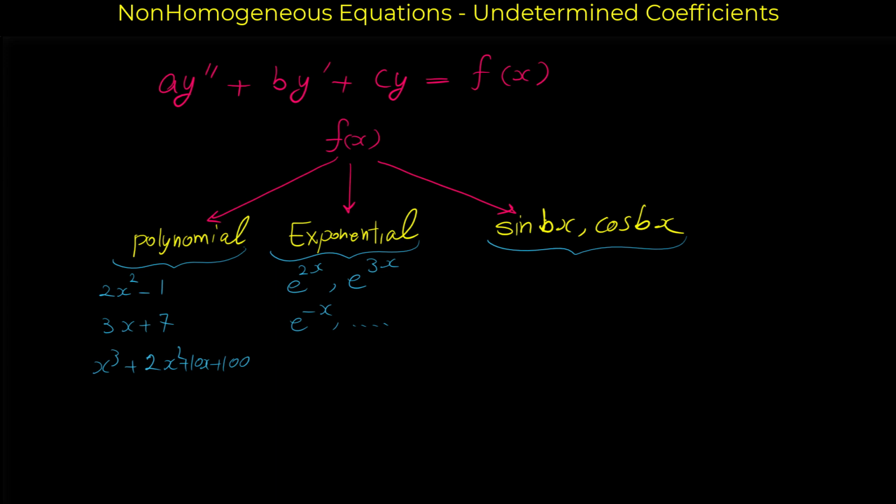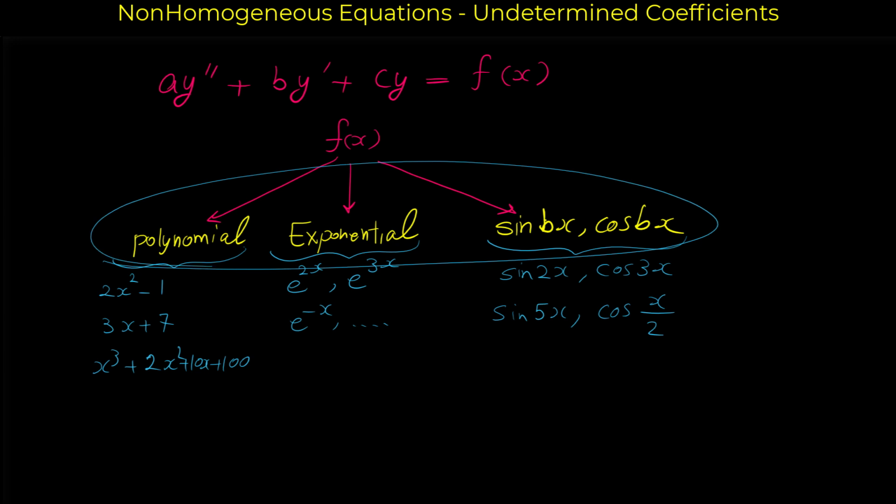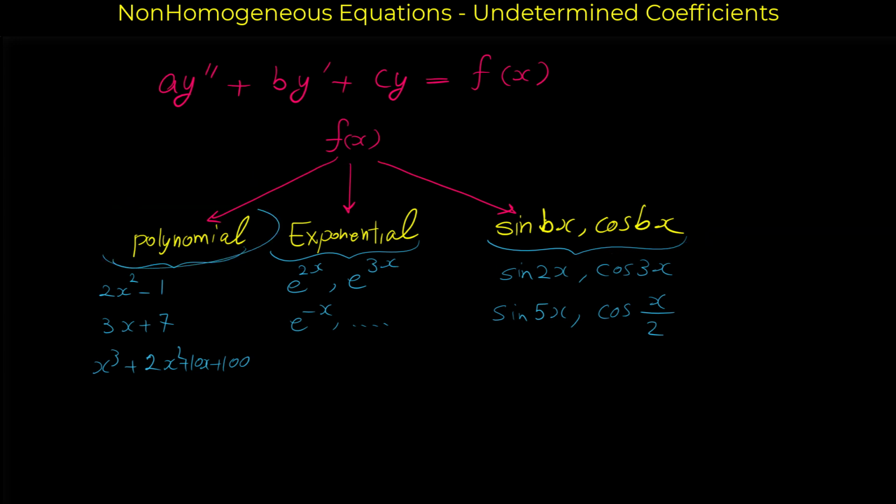And finally, f of x can be sine or cosine, but not sine of anything, only sine of bx. For example, sine of 2x, cosine of 3x. B can be any real number. Sine of 5x, cosine of x over 2, and functions like this. And I should add this: f of x can be any linear combination of these or product of these functions.